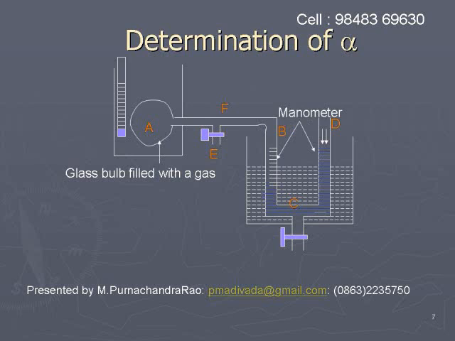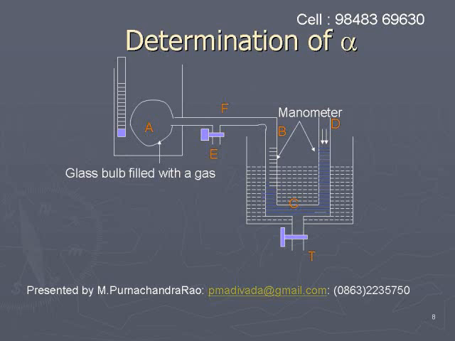And we notice a U-shaped manometer BCD. This manometer is connected to the spherical bulb with the capillary tube. The capillary tube attached to the spherical bulb is connected to the manometer at B. The manometer carries a side tube T, through which we can draw the mercury out of the manometer.